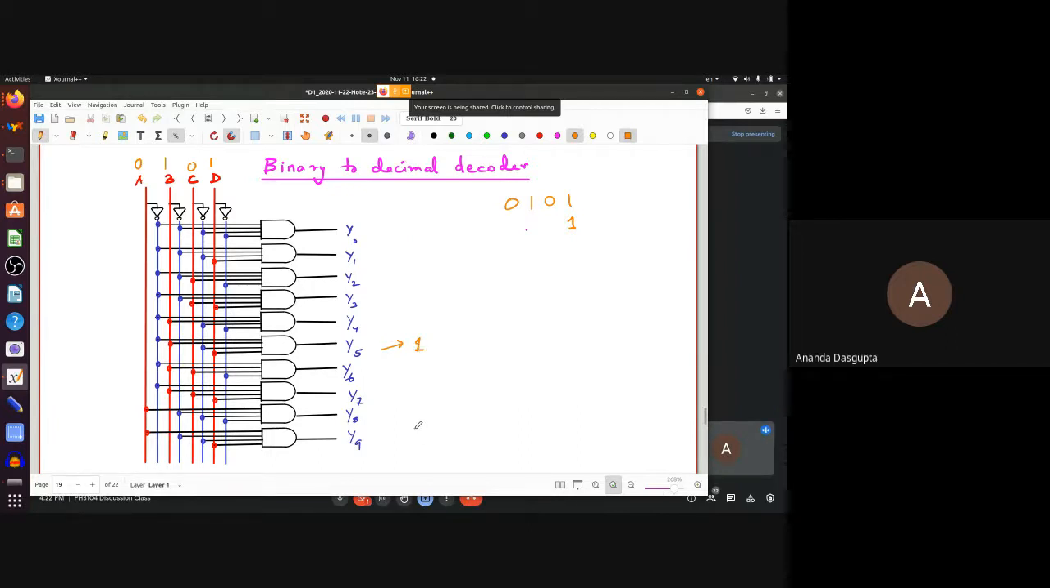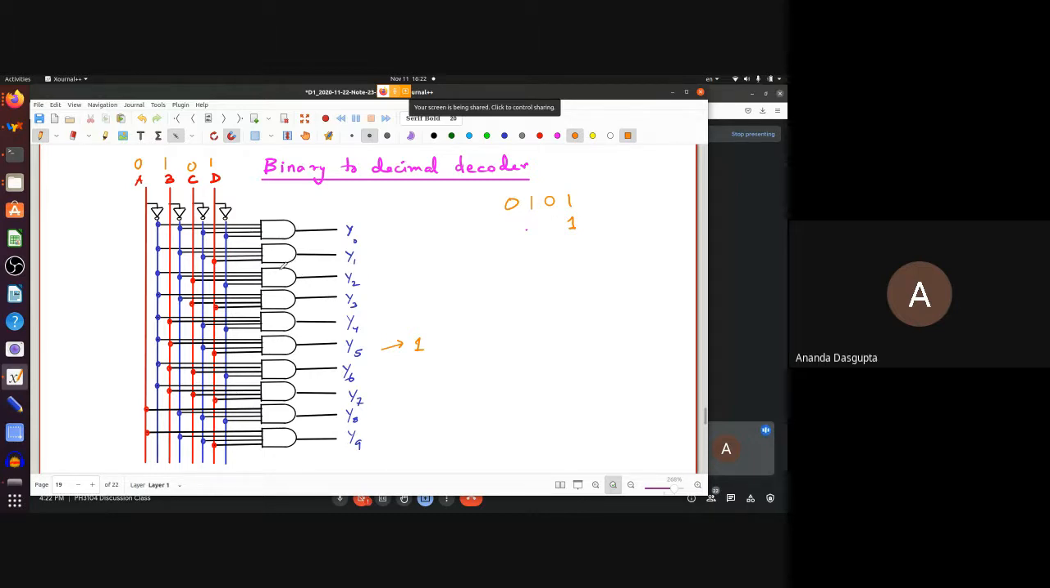Essentially, out of all these possible binary inputs, it's checking what decimal number it conforms to, and makes that particular decimal output, labeled by that particular decimal number, high. So how does it work? Now, of course, this side is pretty easy.